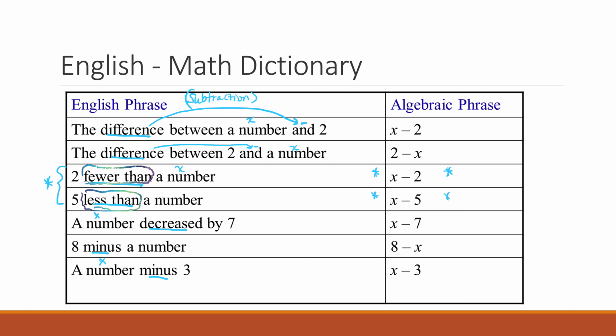Next, a number decreased by 7. You're starting with the number, then you're decreasing by 7, so x minus 7. 8 minus a number, you're starting with 8, then you're subtracting the number, so 8 minus x. And a number minus 3. Start with the number x, so x minus 3. So those are some good examples of subtraction.